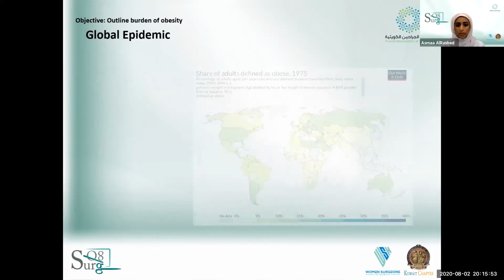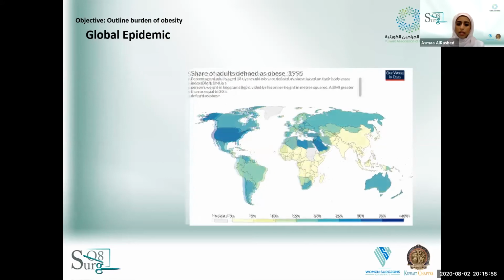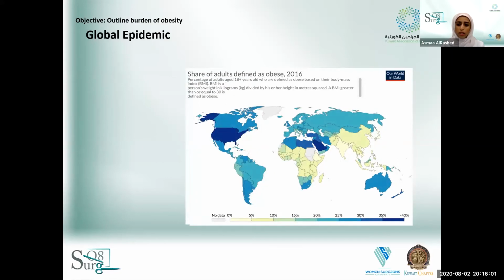So this is the world in 1975, and in the light green, you see the patients with a BMI of greater than 50. And as you've noticed, over the years you can see a significant increase. I don't know if you can see my pointer, but particularly in the Gulf region, we have a very high prevalence of obesity and patients who are overweight. Same thing in North America as well. This indicates for us how that disease is spreading.